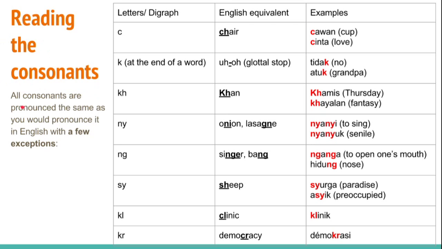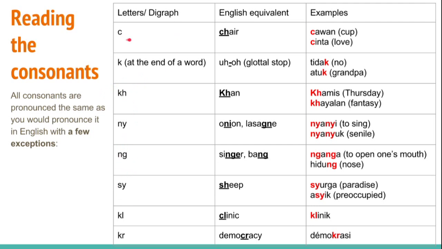So just to make sure, it's good news if you're thinking that the consonants are going to be pronounced differently as well. No, they are pronounced exactly the same. Actually, all consonants are pronounced exactly the same as you would pronounce in English, except for a few exceptions with certain letters or digraphs. There aren't many, just a few of them. By the way, digraph means when you combine two letters to form a new sound. Right, so let's start with the first one.